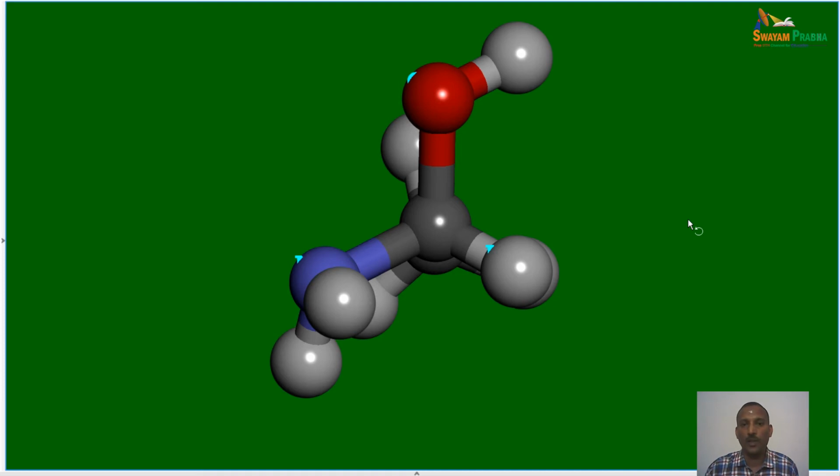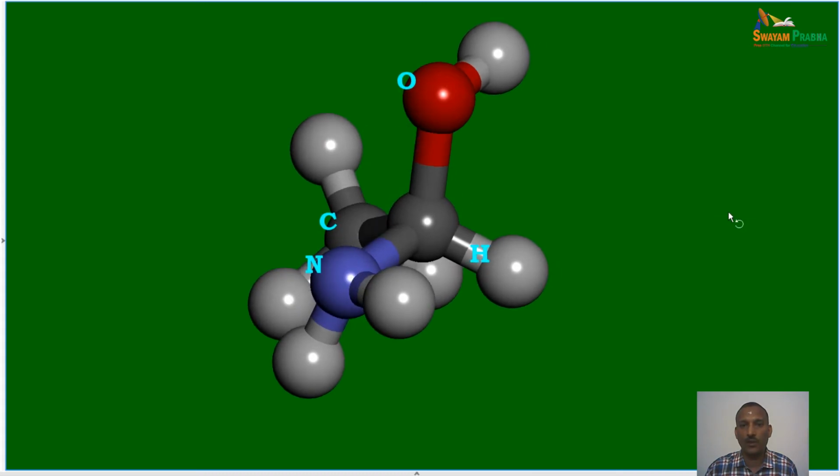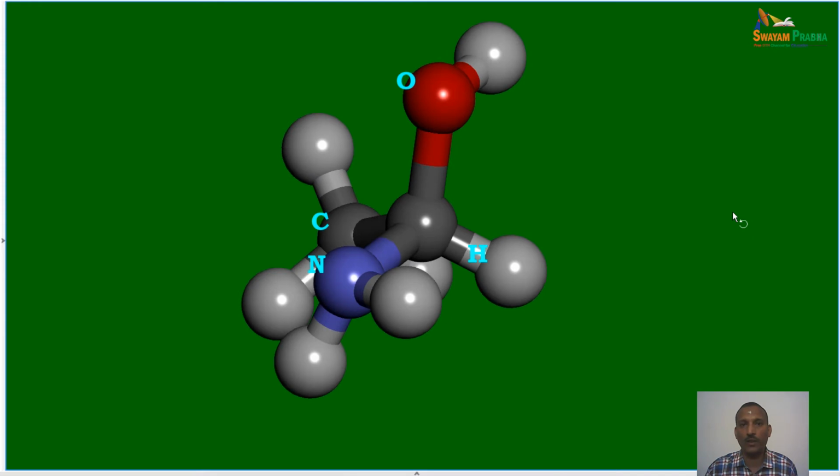Let us look at the three-dimensional representation of the molecule which we have seen. I'll just rotate it so that you can see oxygen, written here as O, hydrogen here, nitrogen here, and carbon here. The white balls are basically hydrogen atoms, and as we mentioned earlier in the CPK model, oxygen has a red color, nitrogen has a blue color, carbon has an ash color, and hydrogen has a white color. This is how we can represent the molecule.